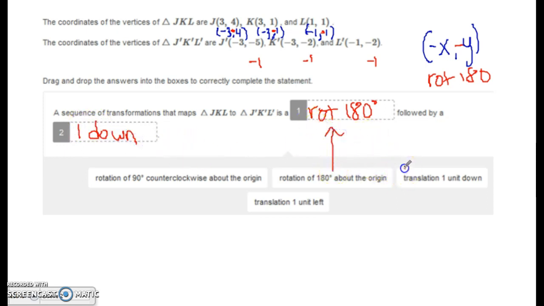So again, these are kind of just guess and check while you're working on them until you can figure it out. And that is it. Good luck on the quiz.